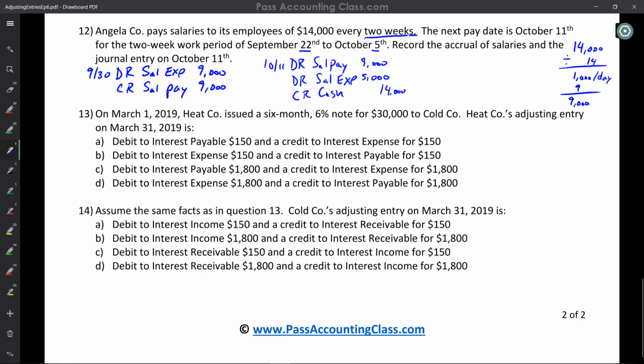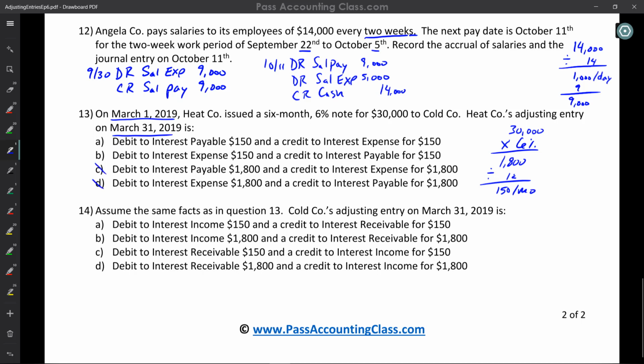So I'm going to go ahead and do the math here. I'm going to take 30,000. I'm going to multiply that by the 6%, and that leaves me with 1,800. And this represents the amount of interest per year. But what I need to do is take a look at the interest for 1 month because it's March 1st to March 31st. So I'm going to divide that by 12 months. And then when I do that, I end up with $150 per month. So I know the answer isn't going to be D or C.